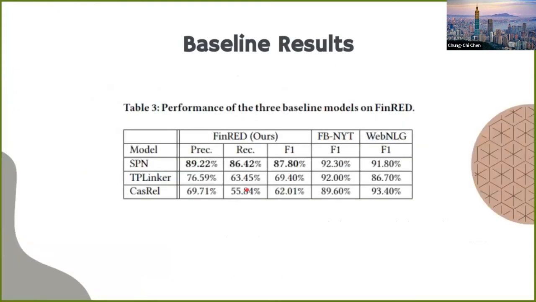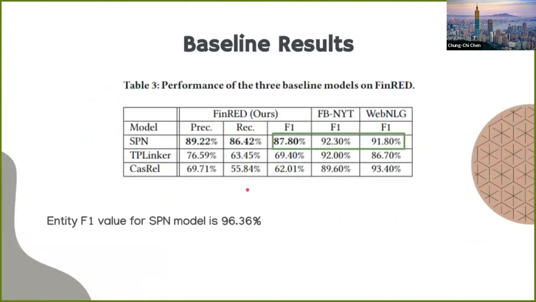Here we showcase the performance of the three baseline models on the FinRed dataset. We can observe that when comparing FPNYT and WebNLG datasets with FinRed for the SPN model, there is approximately a 4% drop in the F1 score. However, the entity F1 value for the SPN model is 96.36%, which showcases that SPN can predict the entity correctly. However, the lower F1 scores can be attributed to incorrect relation classification.